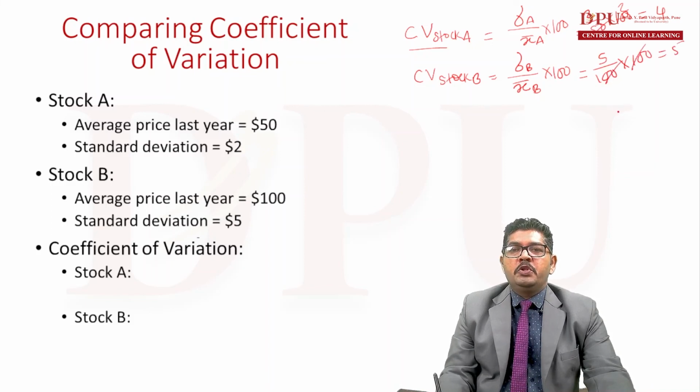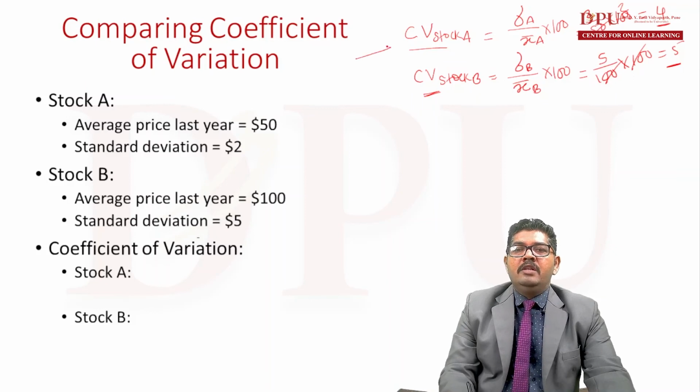So which stock is more consistent and less volatile? So coefficient of variation of stock B is 5 and that of stock A is 4. So less is the coefficient of variation, less is the volatility, less is the risk, less is the spread, and therefore the stock prices of stock A are less volatile, less spread than the stock prices of stock B, and therefore stock A is less risky as compared to the stock B.